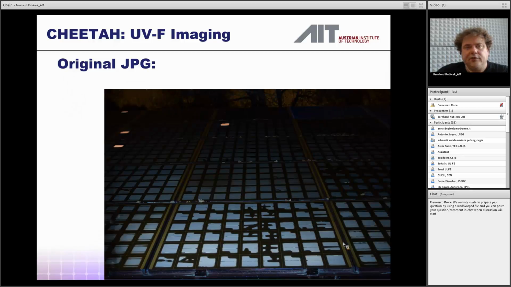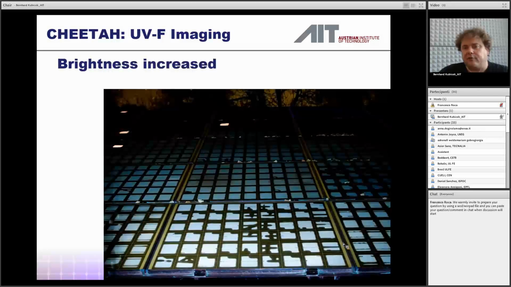Now what you can do is not only JPEG acquisition, but also the raw acquisition of the camera, which gives you a better fidelity. Starting from the raw picture, you can improve the brightness, and then you see much more. Especially, for example, in the front section at the front bar, or at the corner of the module, you see a lot of dirt that is fluorescing.